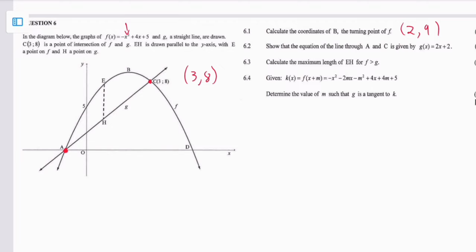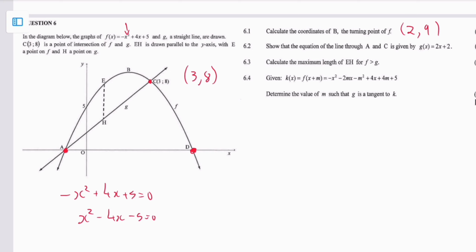So what do you know about A? A is where g is equal to 0, but more importantly, it's where f is equal to 0. So if we say -x squared plus 4x plus 5 equals 0, we will solve for these 2 values, A and D, and then we'll choose the negative one. With these questions, I like to multiply through by -1, which makes the calculations slightly easier for myself.